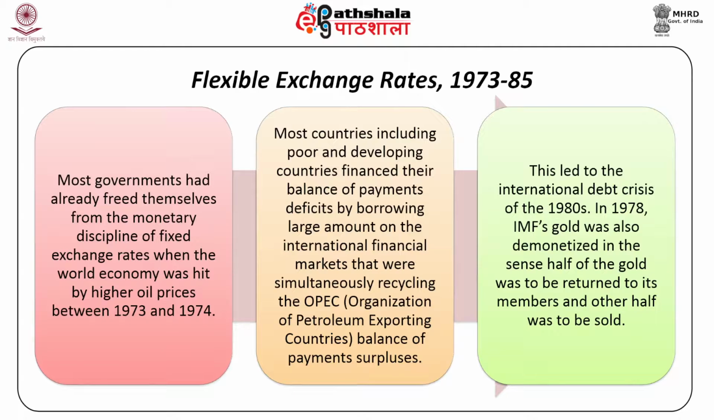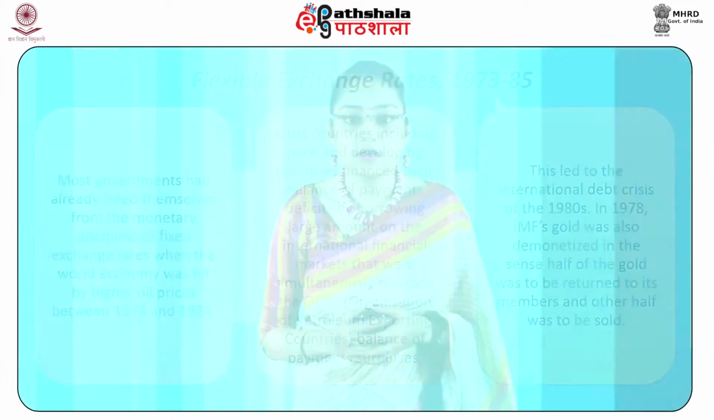In 1978, IMF gold was also demonetized, in the sense that half of the gold was to return to its members and the other half was to be sold. The proceeds were to be used for development in the poor countries. In 1979, the countries of the European Community created the European Monetary System with the aim to promote exchange rate stability among their currencies. From 1976 to 78, the dollar lost 12% of its value compared to the special drawing rights. Lastly, in 1979, the Fed focused only on controlling the money supply rather than on stabilizing the interest rate.